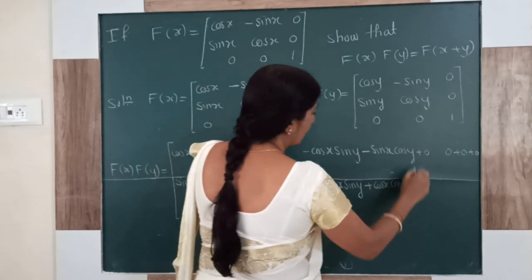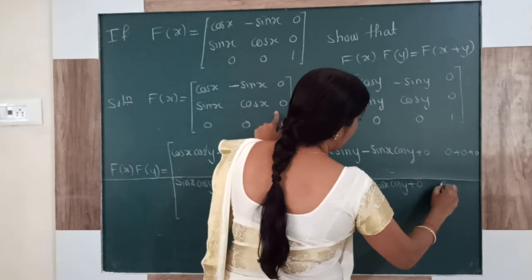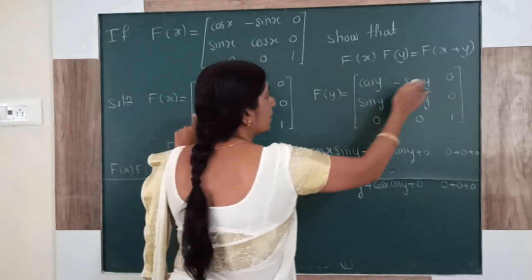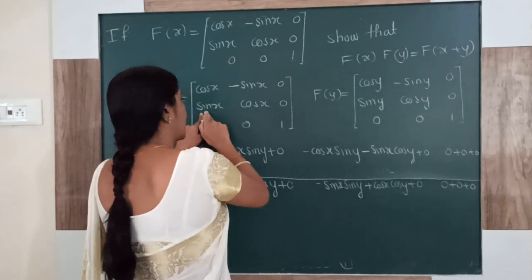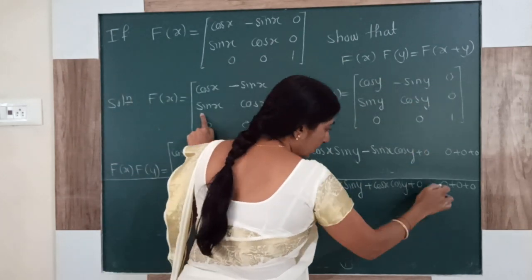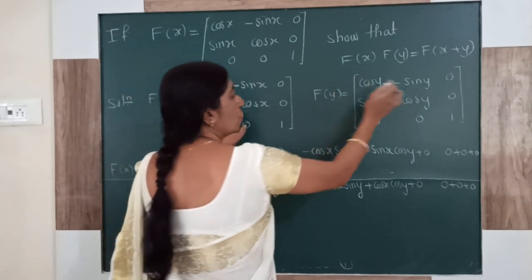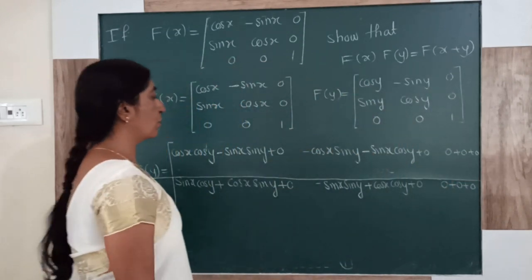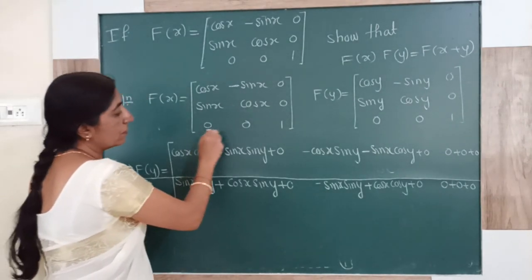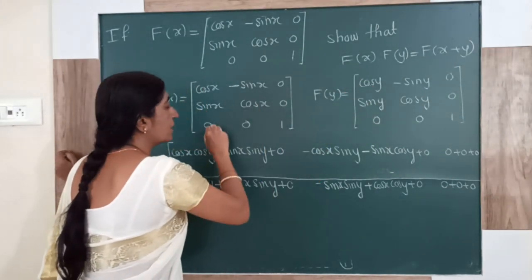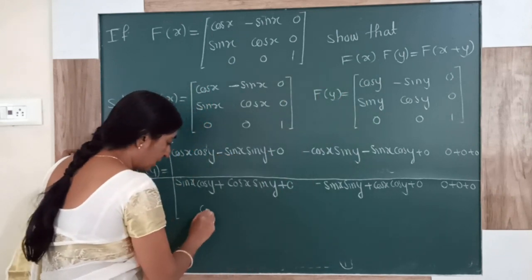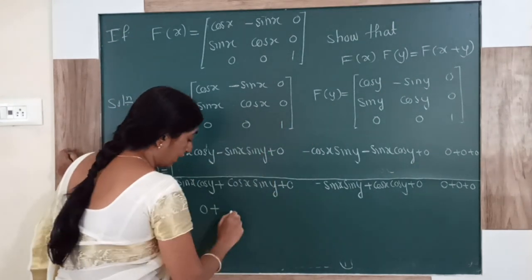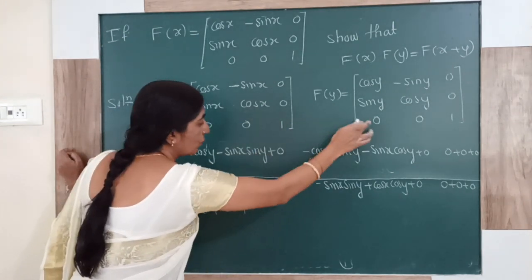Then the next will be 0 plus 0 plus 0. Why? Second row with third column: first element sin x into 0 will be 0, plus cos x into 0 will be 0, plus 0 into 1 will be 0. Then moving to the last one, third row with first column: first element into first element is 0, plus second element into second element, 0 into sin y is 0, plus 1 into 0.